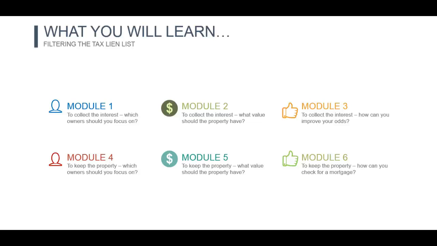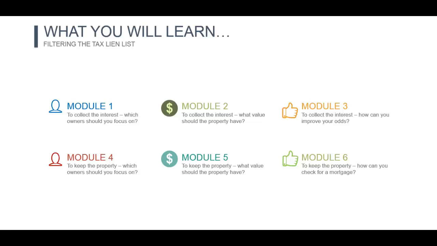Number 5, property values. What sort of property values should you be looking at that are not likely to be redeemed, which means you can finally get and keep the property? In module number 6, if you want to keep the property, how can you check for a mortgage, right? This has to do with the probability, it has to do with improving your odds a little bit. And we're going to walk you through a little bit of the process for checking for a mortgage against a property so that you can be as successful as possible.